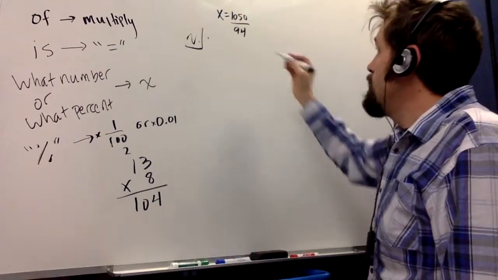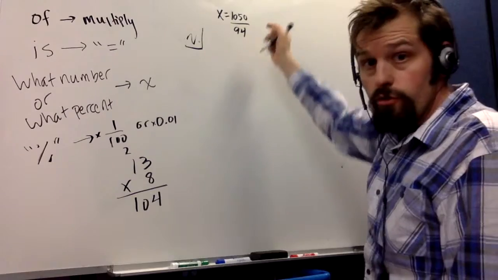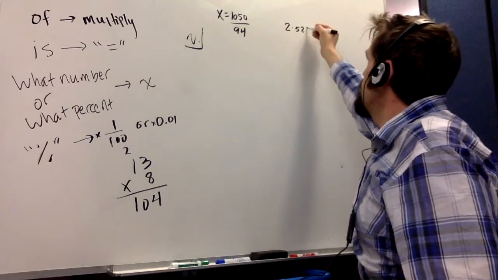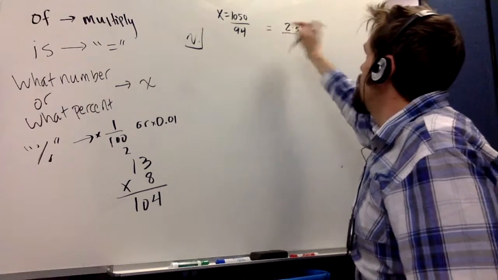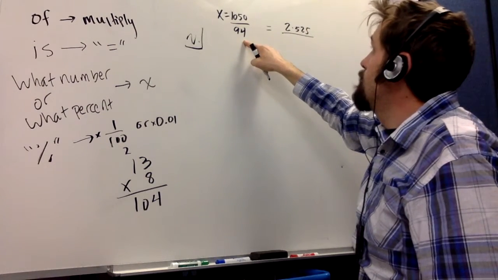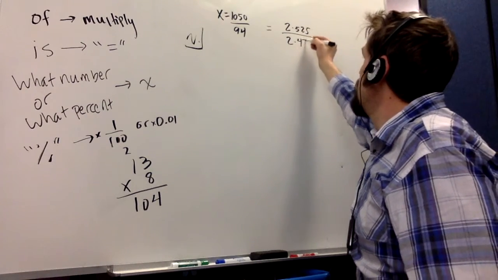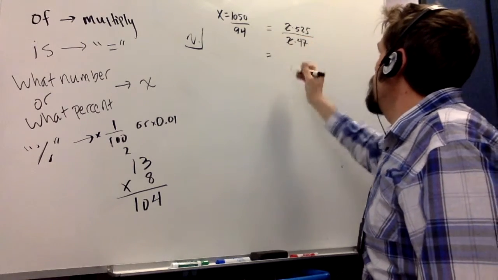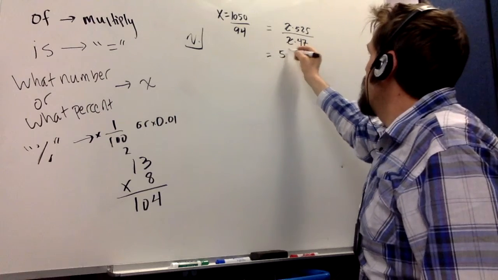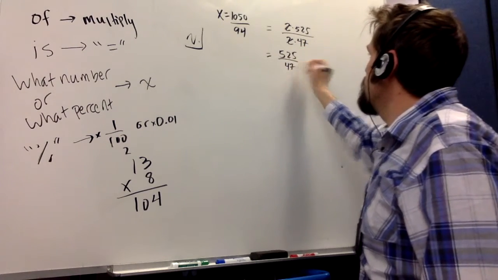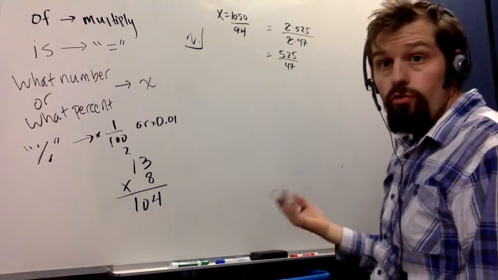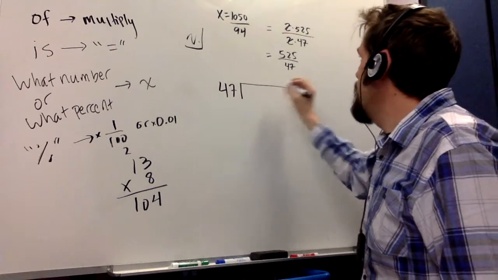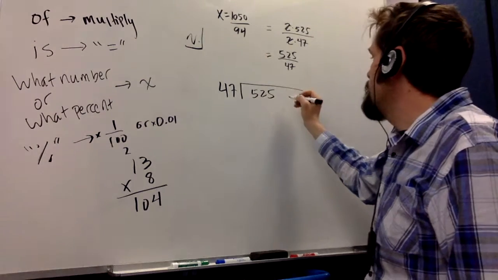We can start by noticing that both of these numbers are even. So 2 times 525, 2 times 47. And so we can eliminate a factor of 2. And so we have 525 over 47. And now we can go ahead and use long division. 47 is the divisor, 525 is the dividend.